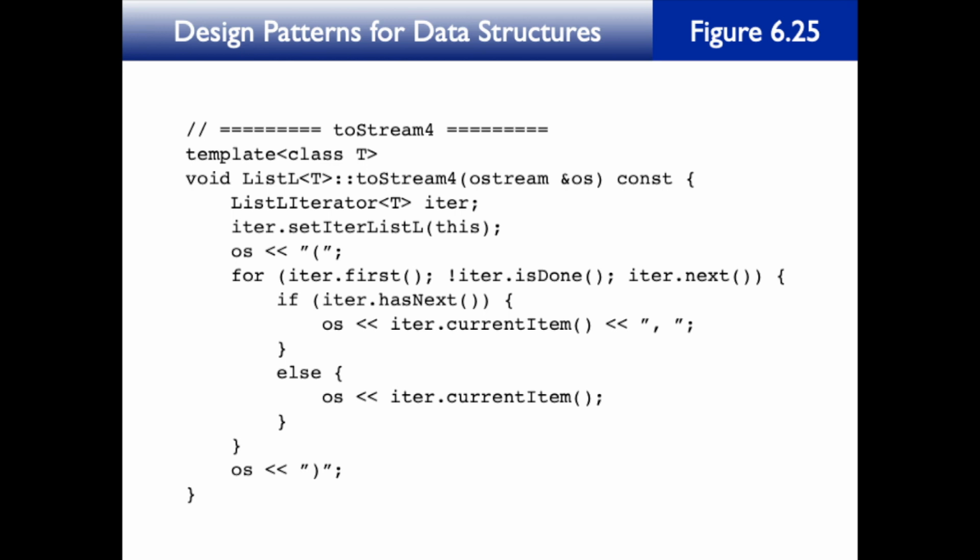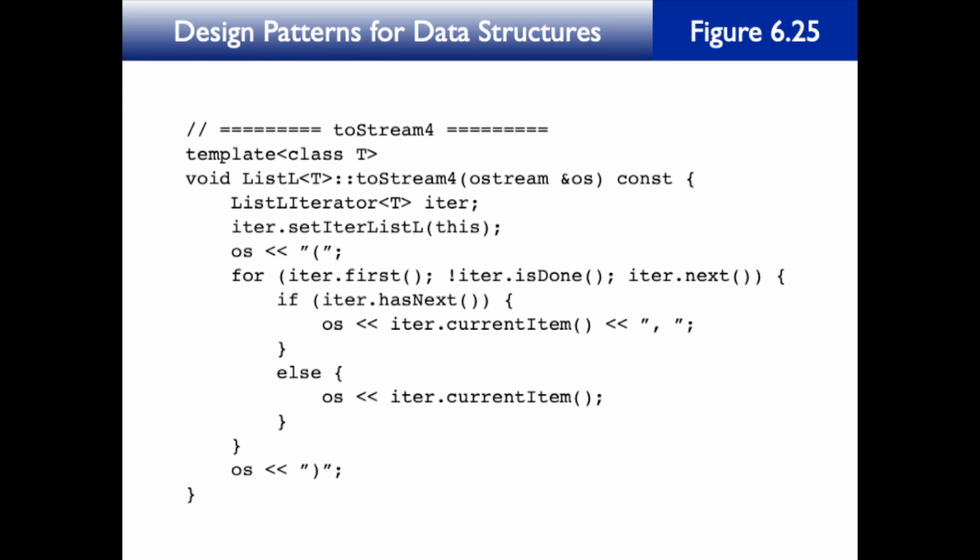And now look. Now what we do is we say for iter dot first. And notice that there's nothing about a pointer to a node here. It's just for iter dot first. And then what is the test in the for loop? Not iter dot is done. Okay, so look, there's nothing about nodes or null pointers or anything like that. And then what is the thing that happens at the end of each loop? Iter dot next.